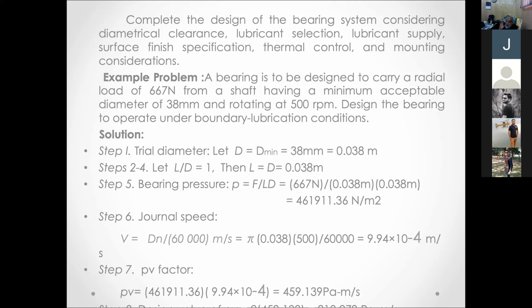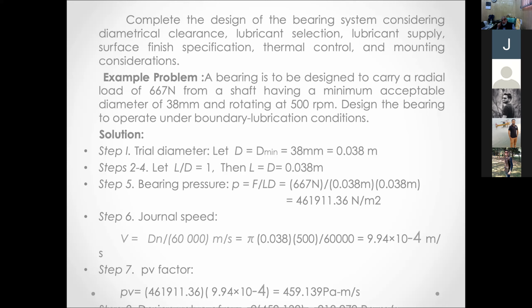So I must summarize now. One is PV factor. The other is operating temperature. The wear factor. Diameter clearance, lubricant selection. How do you supply the lubricant? Surface finish of the surfaces, thermal control, and mounting considerations. All these things are design decisions, and the designer has to design bearings on these bases.